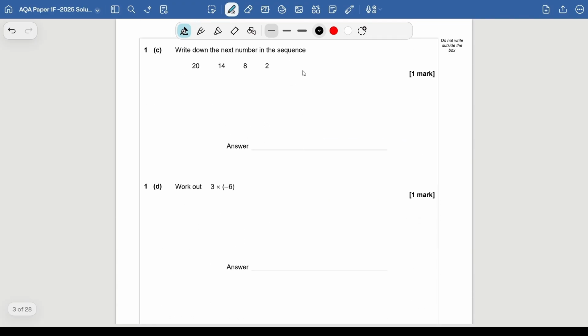Write down the next number in the sequence. The numbers are 20, 14, 8, 2. Here the numbers are getting smaller every time. So it's a decreasing sequence. So you need to take away some number from 20 to go to the next number. So 20 minus 6 gives you a 14. 14 take away 6 gives you 8. 8 take away 6 gives you a 2. 2 take away 6 should be a negative 4.